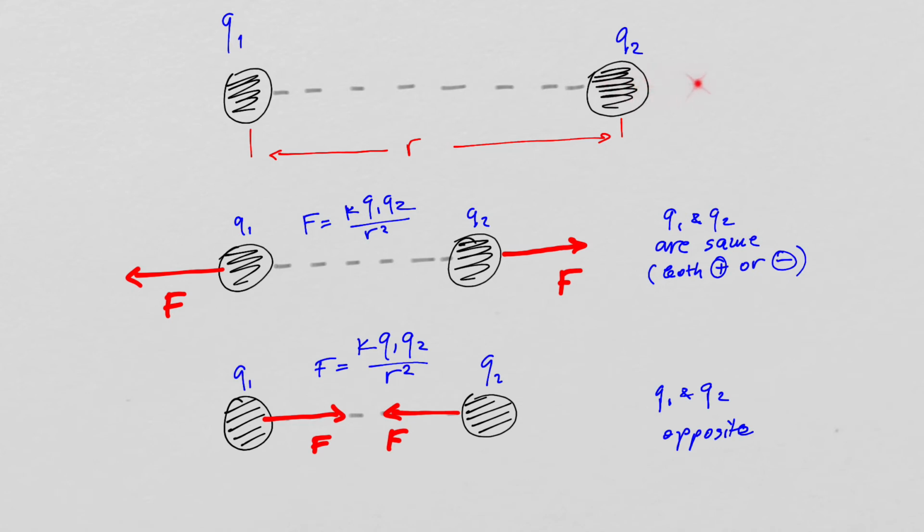If we move the charges further apart from each other, then the denominator here will increase, which then means that the force is reduced. And the amount by which the force is reduced is proportional to the square of the distance between the two charges.